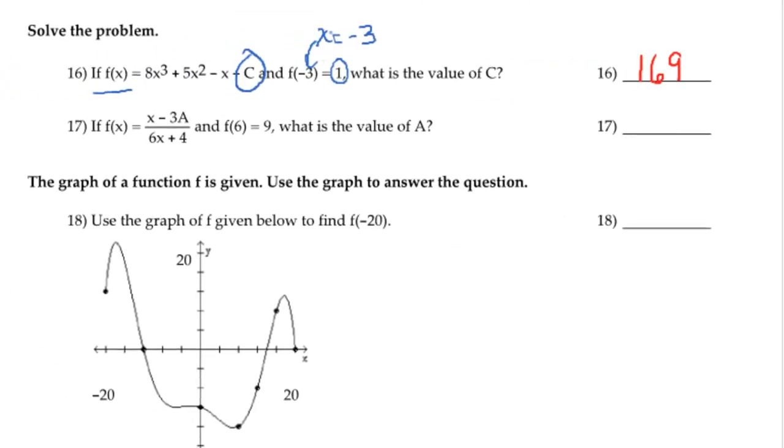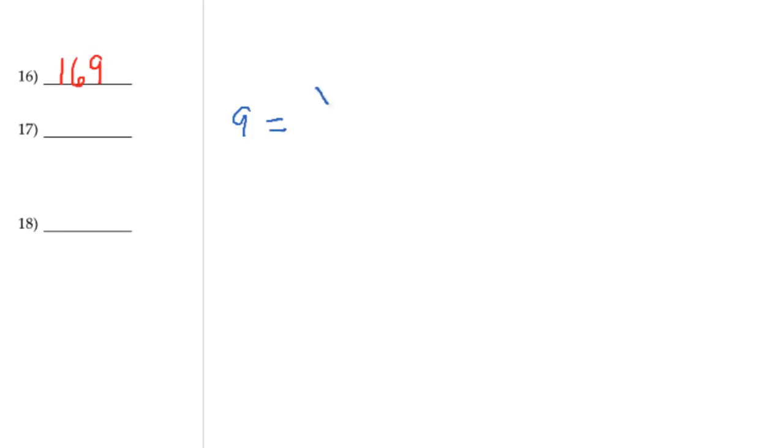The next one is a similar thing. You are going to substitute in. This time x is 6 and y is 9, and you want to find the value of a. So 9 equals, I really meant, 6 minus 3 times a, over 6 times 6 plus 4.